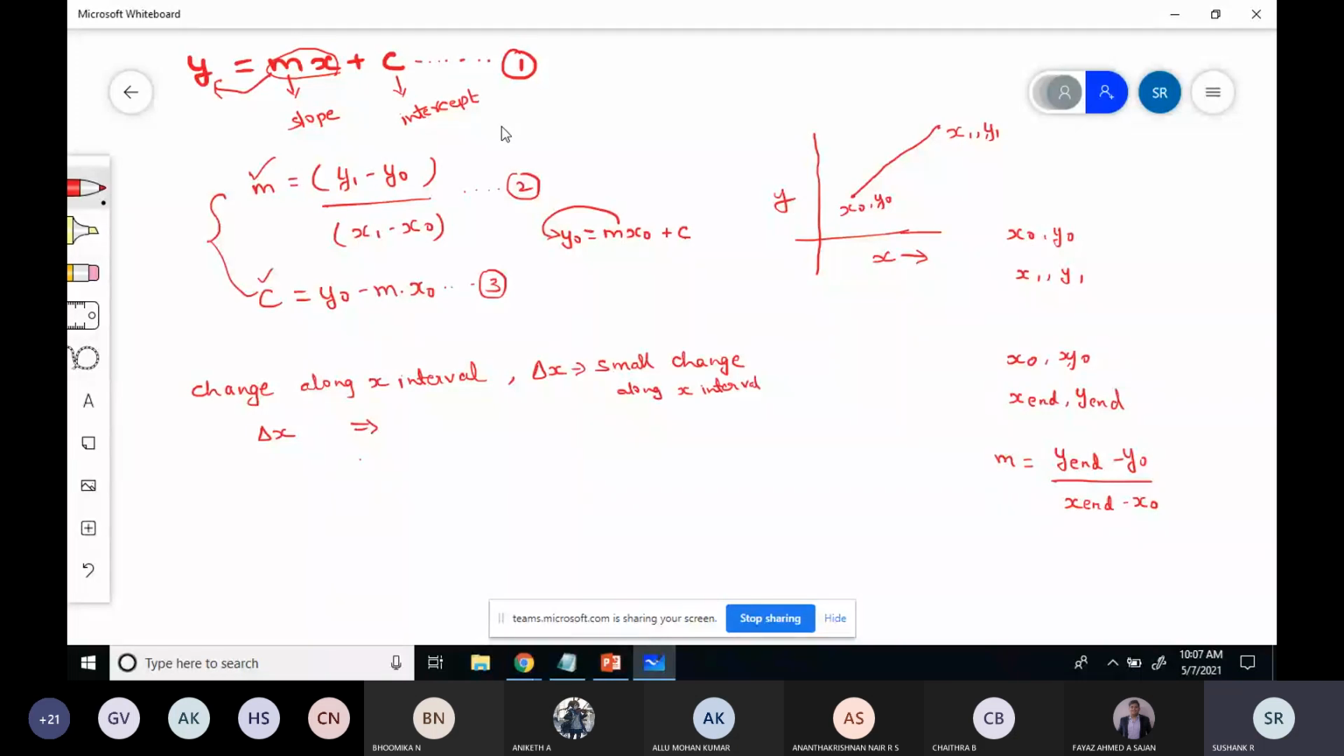So if we are taking that, then the equation will be: small change in y is equal to... I think I've written the symbol of a triangle. I think this is delta. So that is one way of representing delta, or you can write it like this also. So I'll go with this representation for delta.